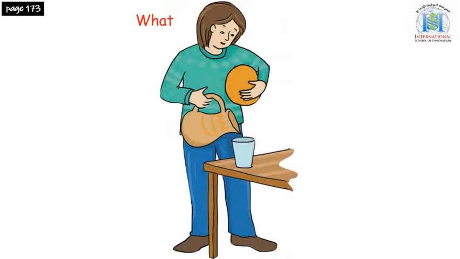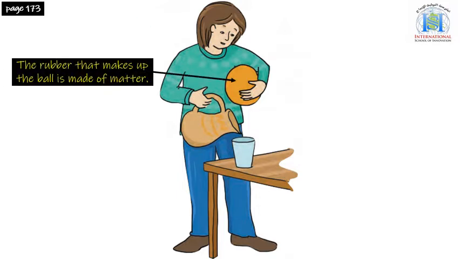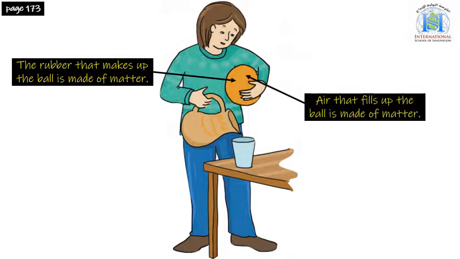Didn't we say that everything is made of matter? Take a look at this picture. What do you think? What are different kinds of matter that you can identify? Let's start with the ball that the girl is holding. This ball is made up of rubber, isn't it? The rubber that makes up the ball is made of matter. What's inside the ball? Yes, that's right. The ball is filled with air. The air that fills up this ball is made of matter.